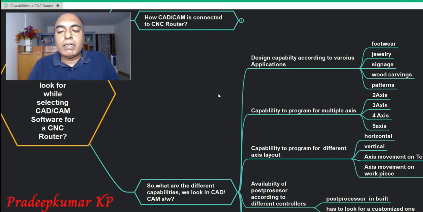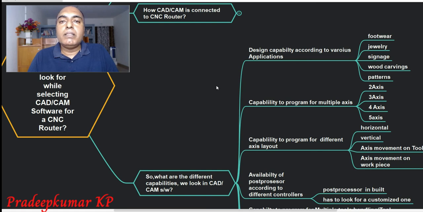Because multiple axis depends upon your CNC router machine. If your CNC router machine is 2 axis, 3 axis, 4 axis, 5 axis, or any other multiple axis, you have to see that the software is capable of programming for it. Some software will not have the capability to go for multiple axis programming, so you have to check that. If your CNC router has multiple axis machining capability, then you have to go for multiple axis programming software.